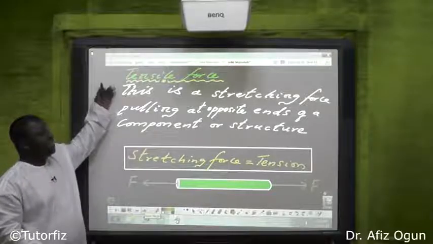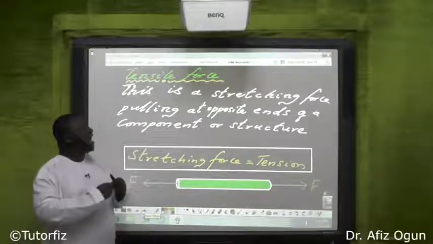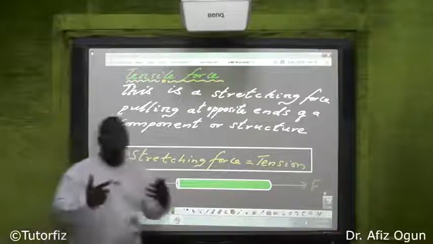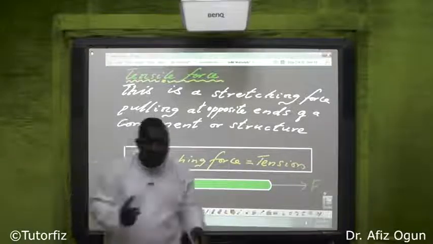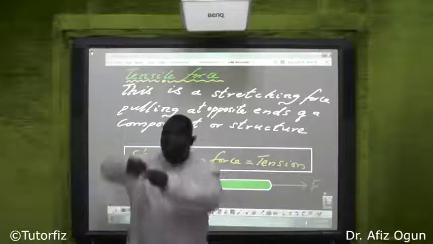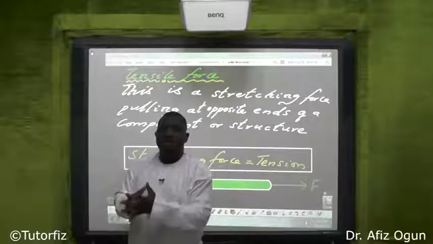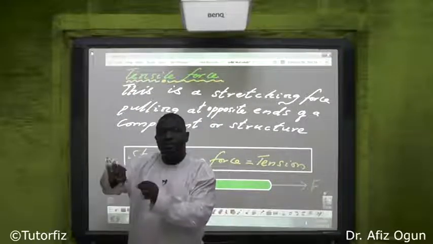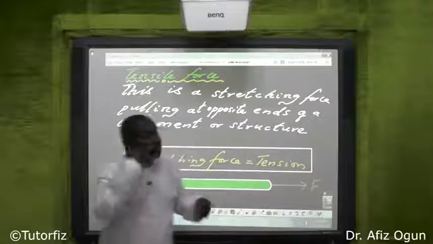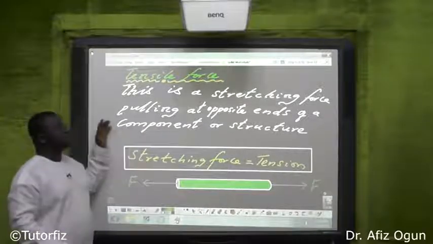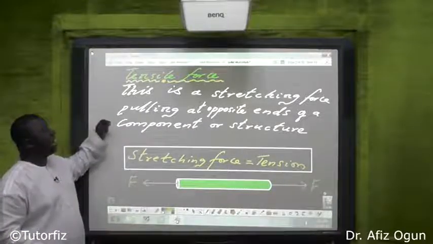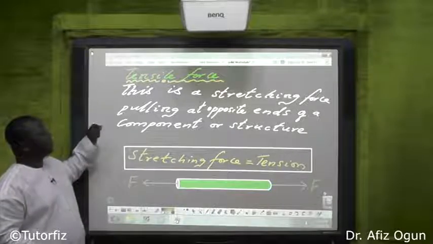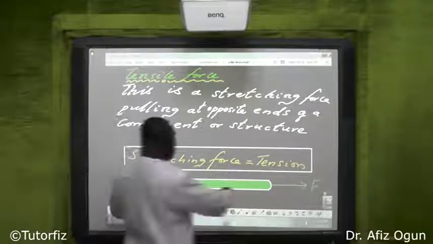Tensile force. This is a stretching force pulling at opposite ends of a component or material. A component may be just one part of a big body. That's a component of the body or the whole material. So that's why I said this is a stretching force pulling at opposite ends of a component or structure. This may be a component, may be a structure.